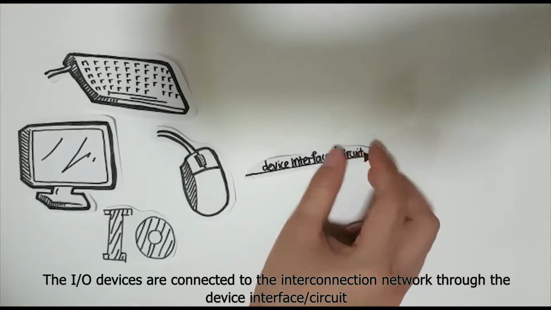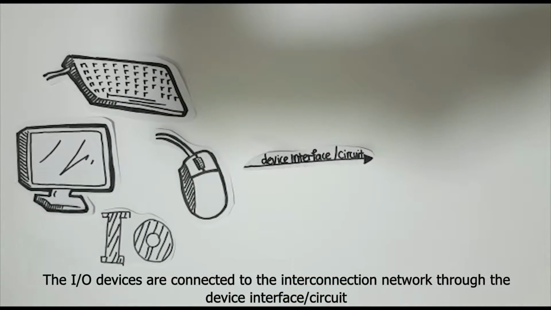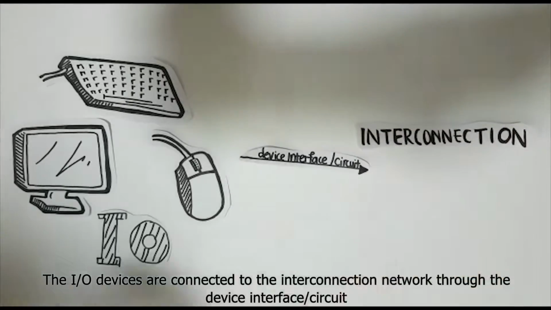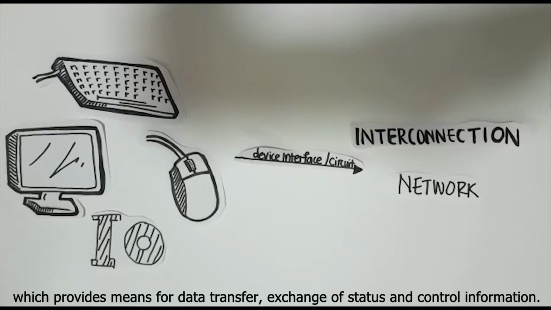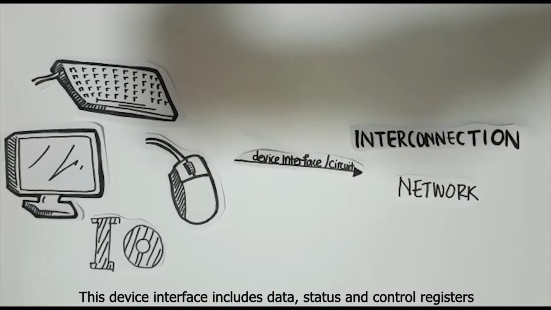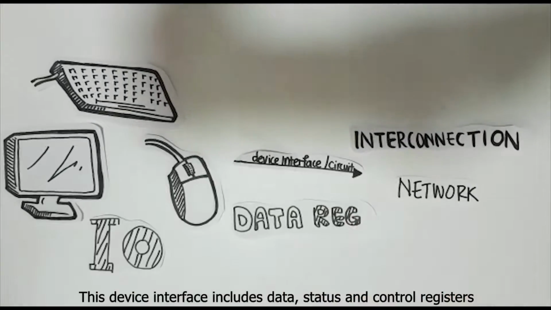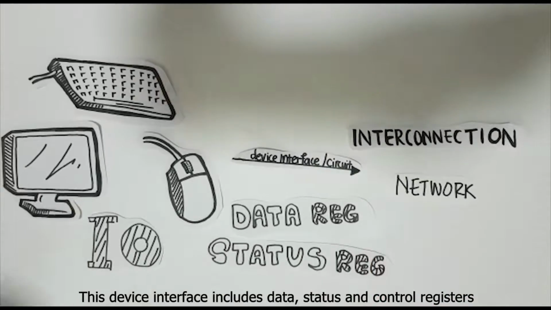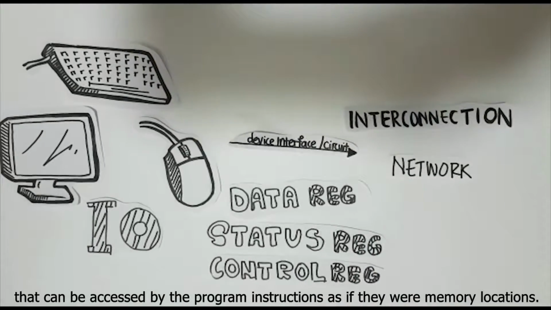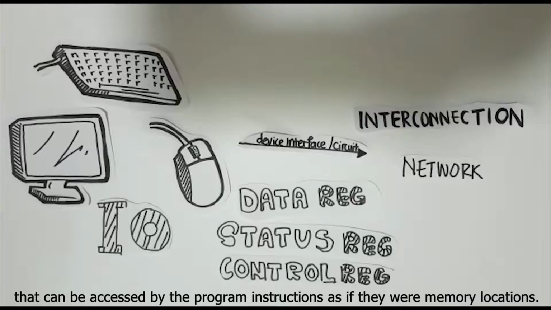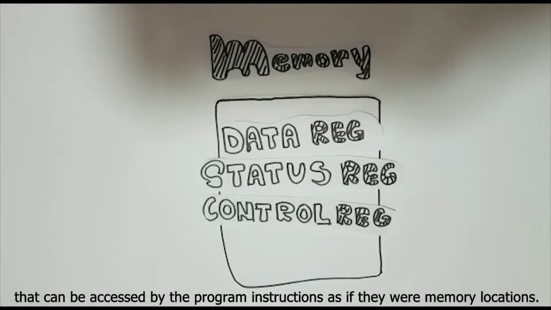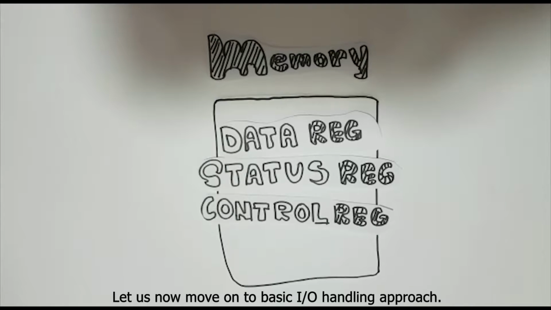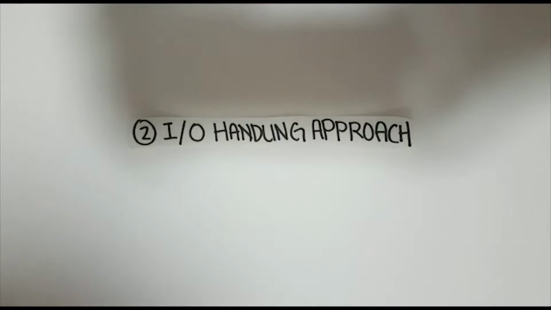The I/O devices are connected to the interconnection network through the device interface or circuit, which provides means for data transfer, exchange of status, and control information. This device interface includes data, status, and control registers that can be accessed by the program instructions as if they were memory locations. Let us now move on to basic I/O handling approach.